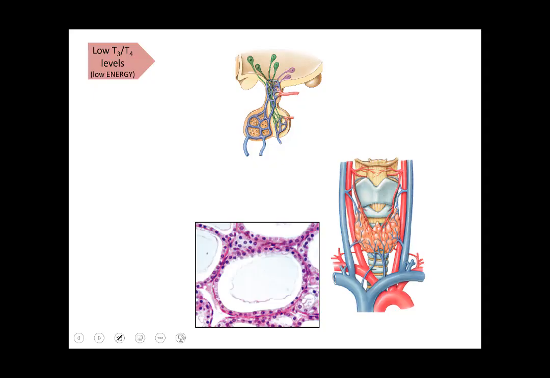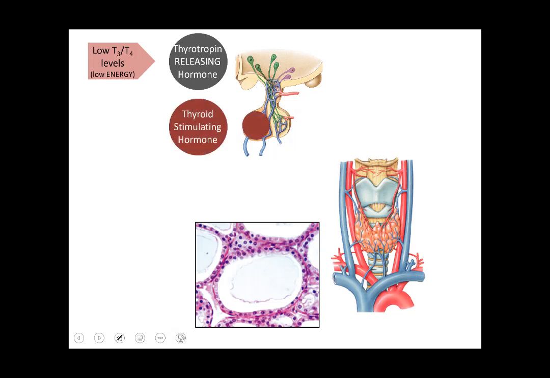So if you have low T3, T4 levels, you're low energy, the hypothalamus detects it. Thyrotropin-releasing hormone, what it's actually called, is going to get sent down the hypophyseal portal system to the anterior pituitary. The anterior pituitary will then be asked to send out thyroid-stimulating hormone. That's going to then target the thyroid gland, specifically the follicular cells within that thyroid gland. And it's those cells that are going to send out T3 and T4 throughout the whole body. And then, therefore, our energy levels are restored, normal levels.